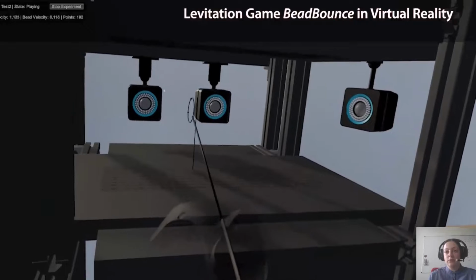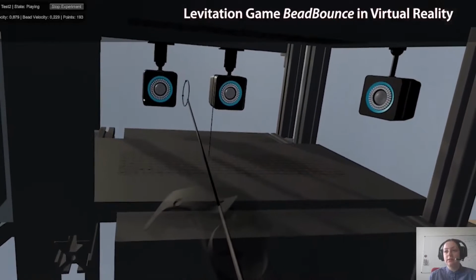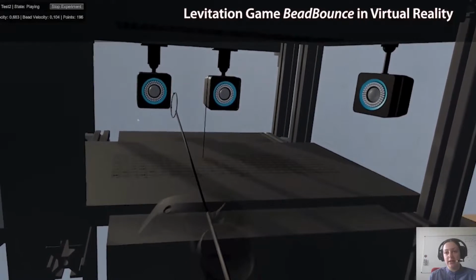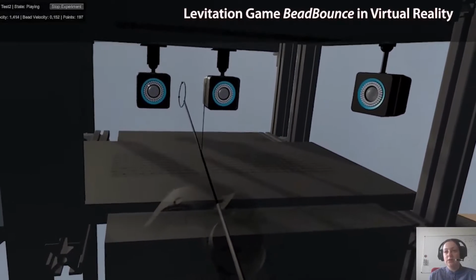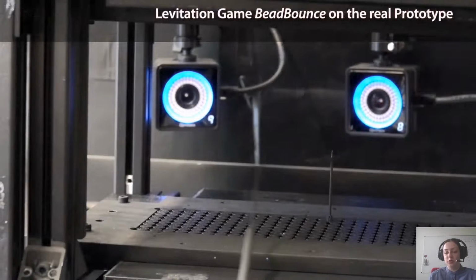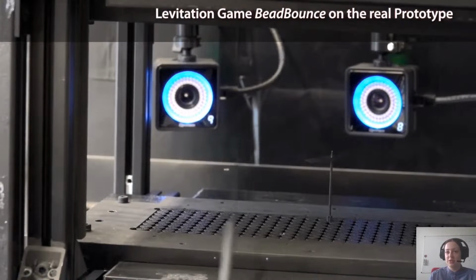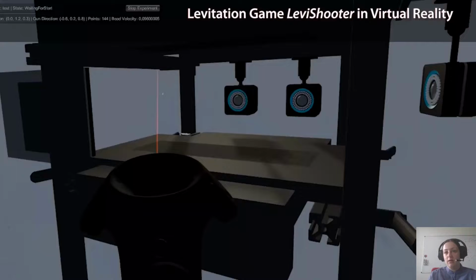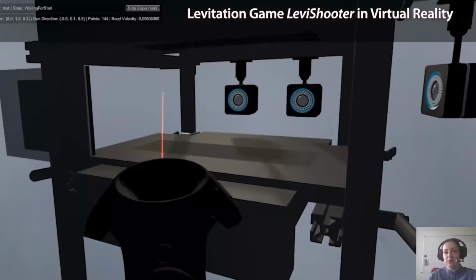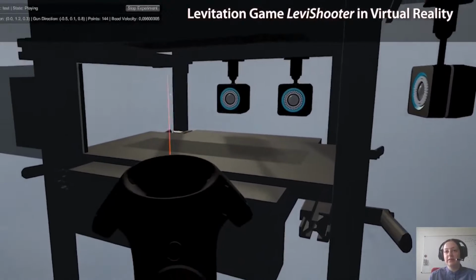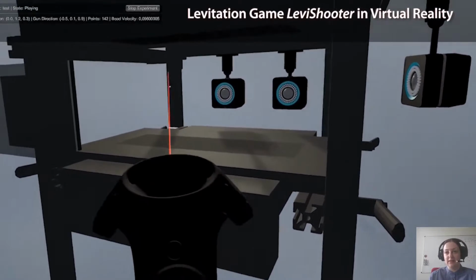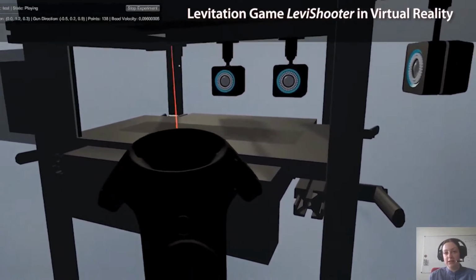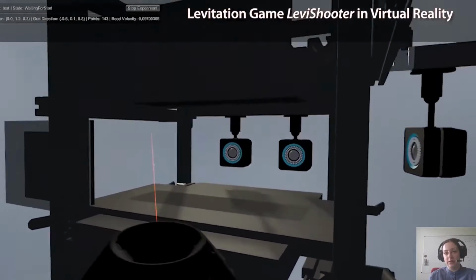The first game is called BeadBounce. In this game, the player directly interacts with the levitating particle using a racket. The player's task is to hit the ball before it wanders off to the so-called danger zone, which is denoted by the black pole in the middle of the field. In the second game, LeviShooter, the player shoots at a moving levitating particle with a laser gun, and after each successful hit, the difficulty of the game increases by increasing the speed of the particle.